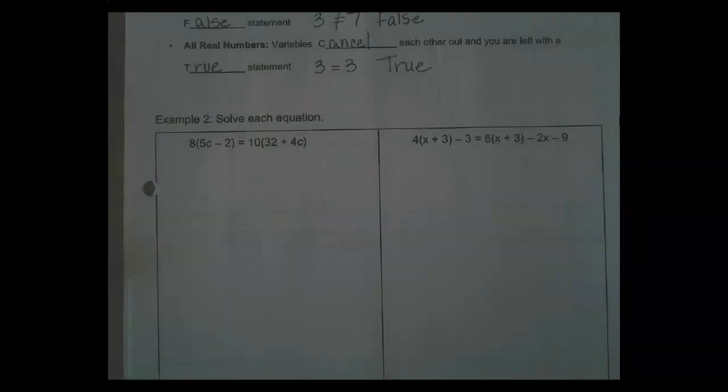So let's look at what this looks like. These look like bears, but they're really pretty easy. So let's distribute first. 8 times 5 is 40c. 8 times negative 2 is negative 16. 10 times 32 is 320. 10 times 4 is a positive 40c.